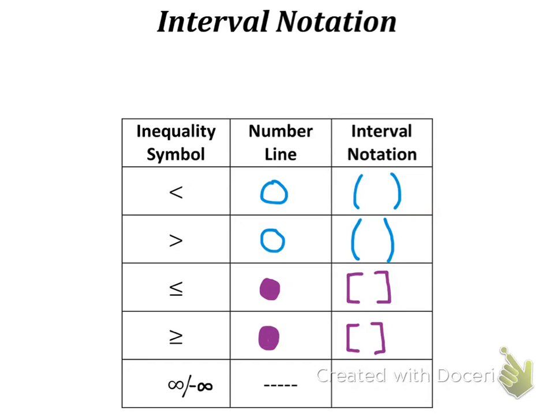Now here's an important concept. If your graph goes to negative infinity or positive infinity, wherever you have an infinity, you are always going to use parentheses. That's because you can never include infinity. Infinity goes on forever, so you can never include that number, which is why it fits in the parentheses category.